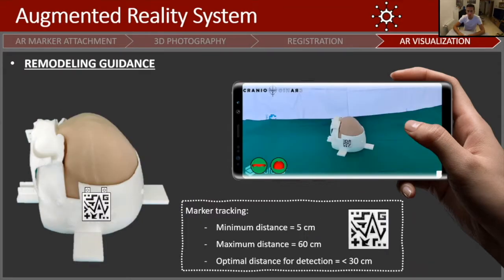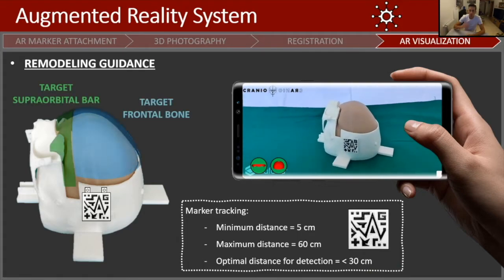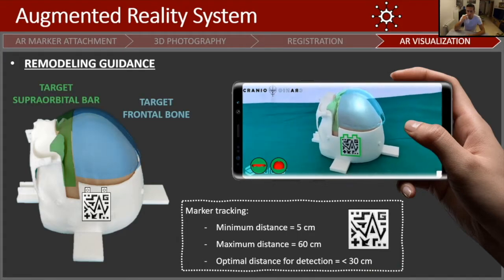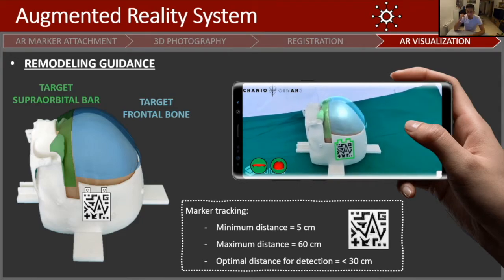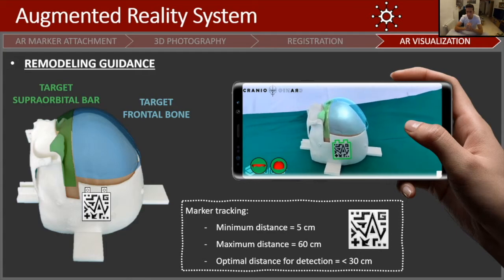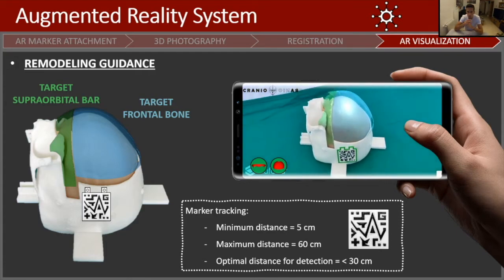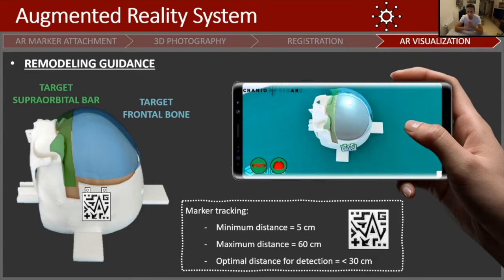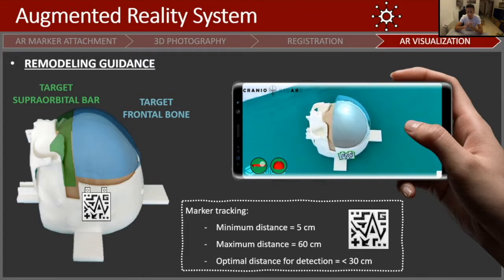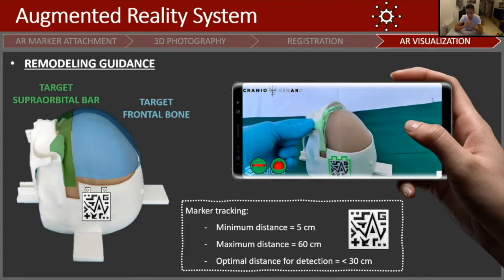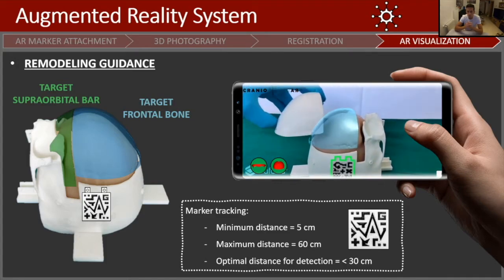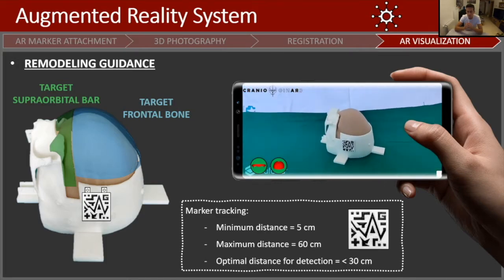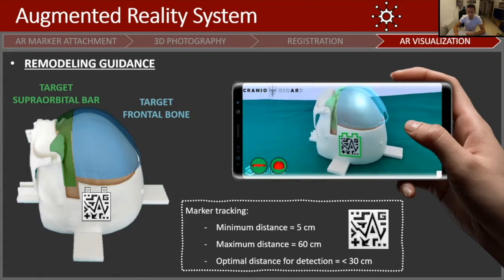For the remodeling mode, the marker is tracked by the application and it projects, using augmented reality, the target position of the remodeled bones in order to achieve the desired target shape defined during the preoperative virtual plan. The optimal distance for the augmented reality marker detection is between 20 and 30 centimeters, and the minimum and maximum distances are 5 and 60 centimeters respectively.